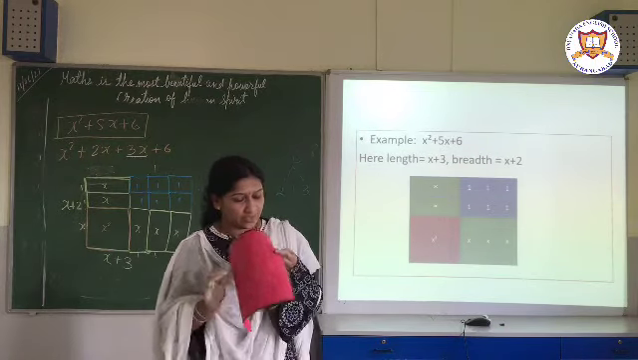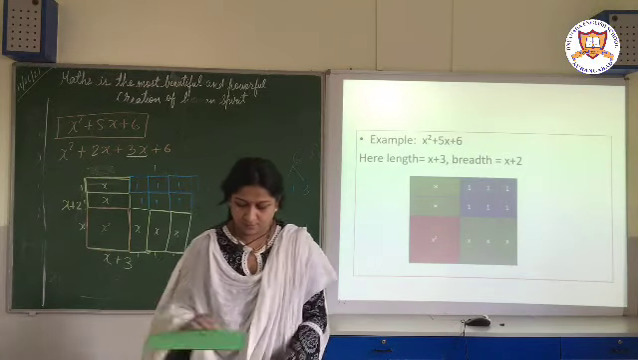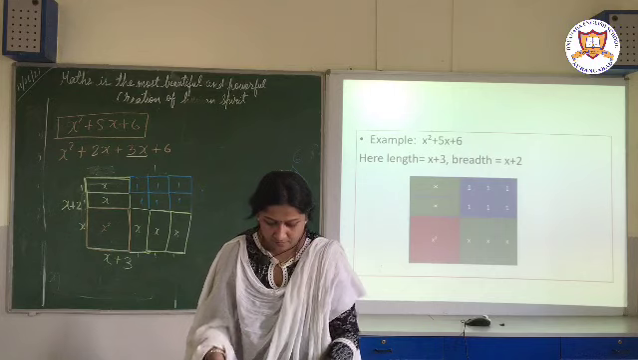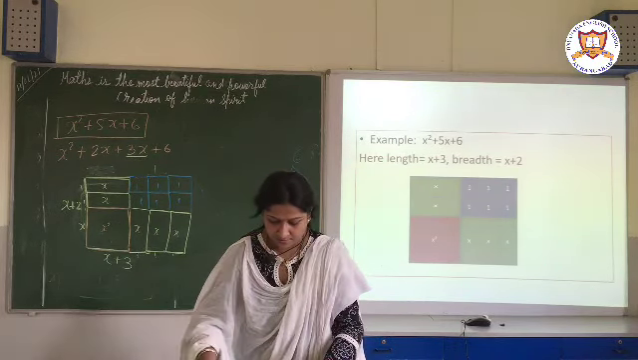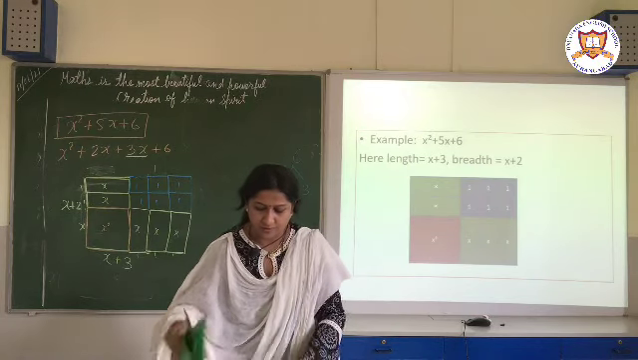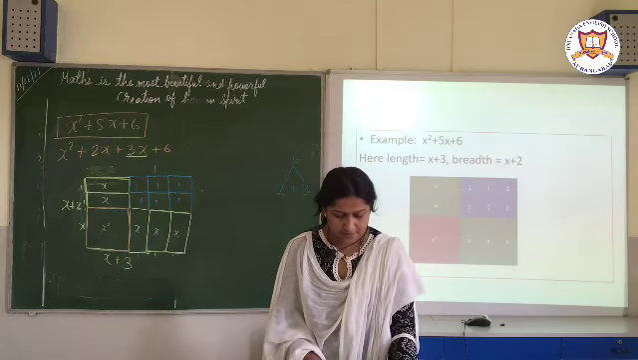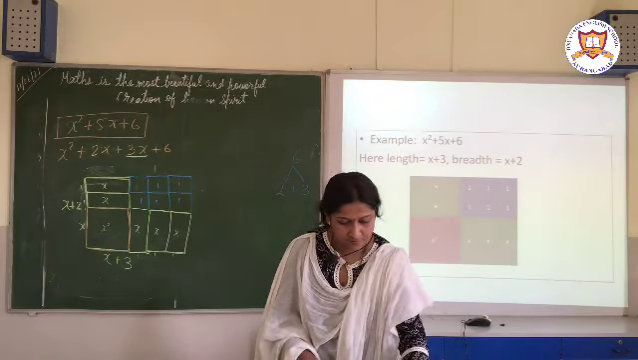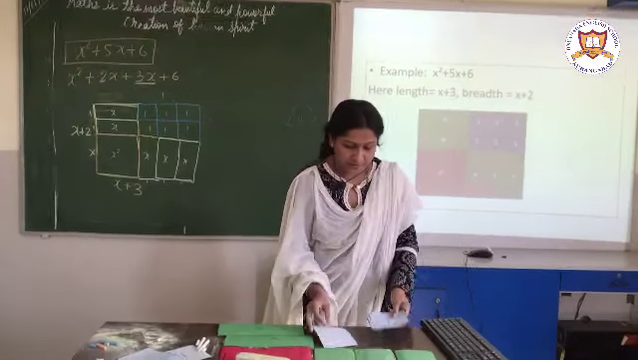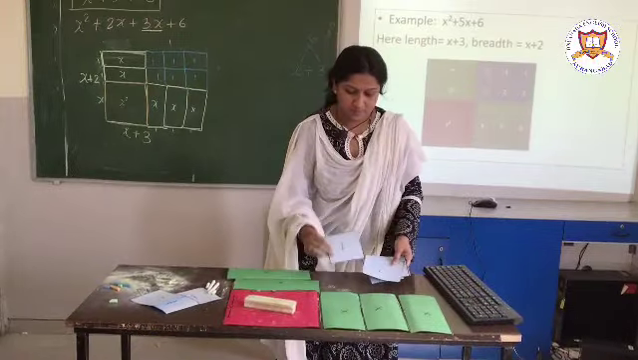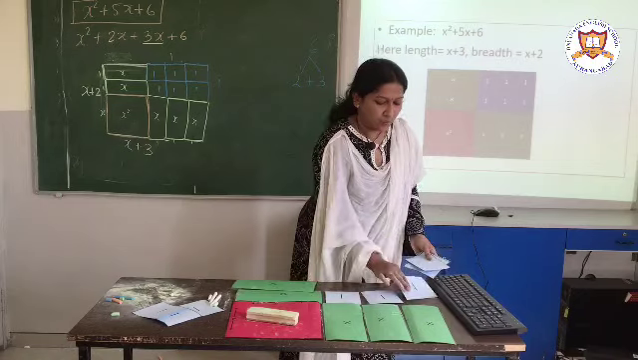See, this is your x square card. Okay. Then, as I told you earlier, we have to arrange here 2 x's. Then here we have to arrange 3 x's, and then you can see the 6 unit cards, that is 1, 1 and 1.